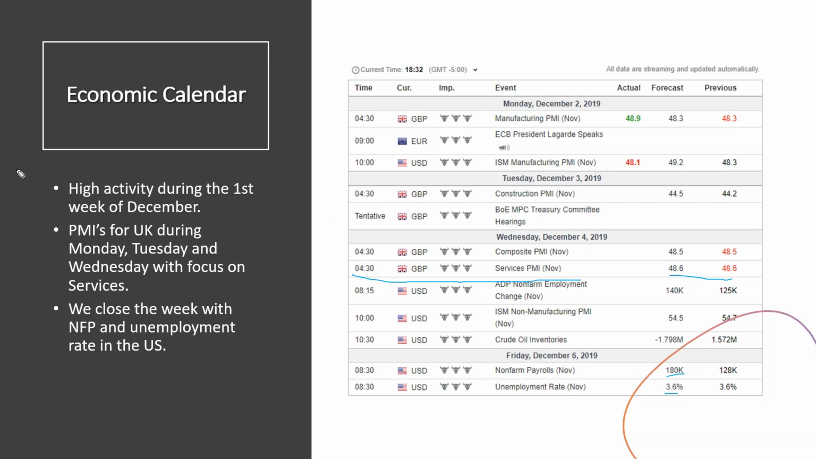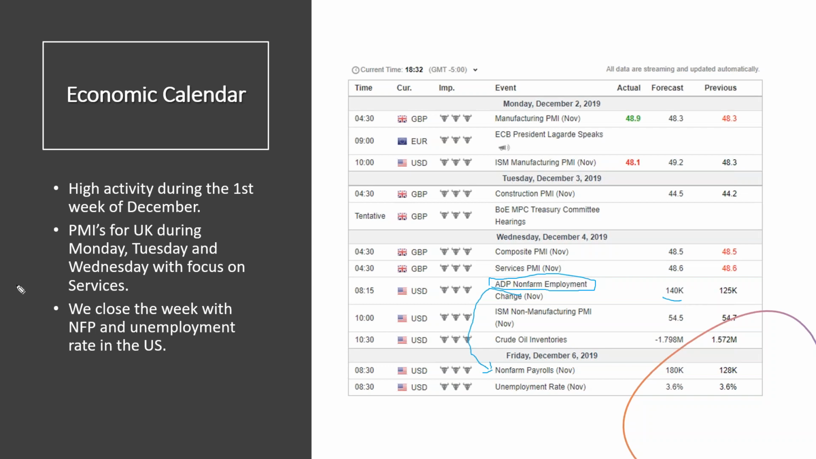Something important to keep in mind, if you want to have previous information about what could happen with the NFP, we have the ADP. The ADP on Wednesday is like an anticipation of what will happen in the NFP on Friday. It could give you an idea, especially if the difference between the forecast and the actual is big. Always try to take a look at that: what is the difference between the expected, what the consensus is saying, in this case 140, and what is the actual?